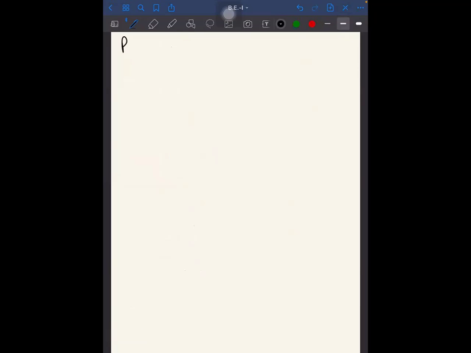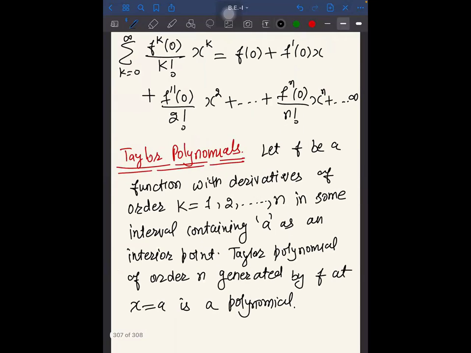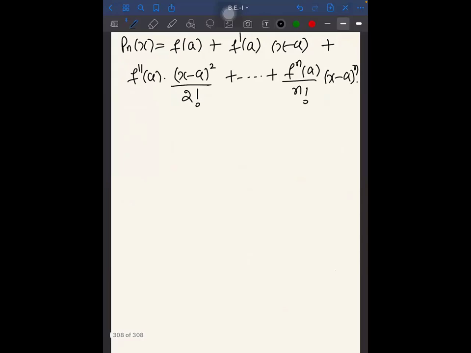So that polynomial is what? P_n(x) is equal to f(a) plus f dash(a) times (x minus a) plus f double dash(a) times (x minus a) whole square upon 2 factorial, plus so on, up to the nth derivative at a upon n factorial times (x minus a) to the power n. So can you differentiate between that polynomial and the Taylor series? Is there any difference? So the series is going till infinity, and the polynomial is going till n. Yes, that's it. A polynomial will contain only finitely many terms, right?